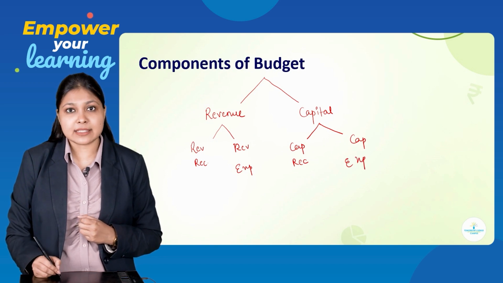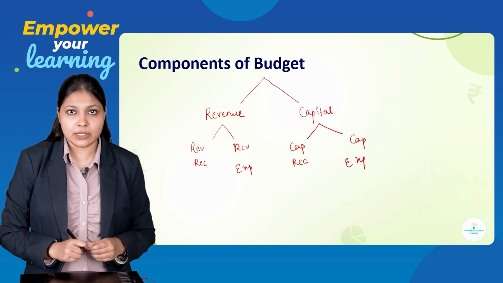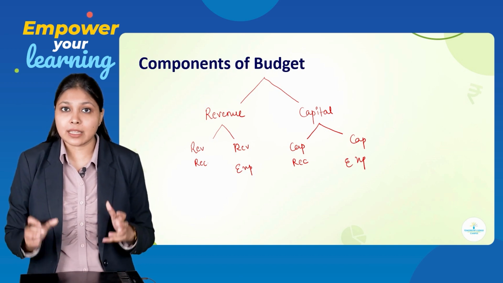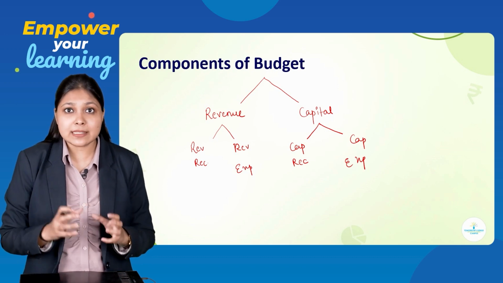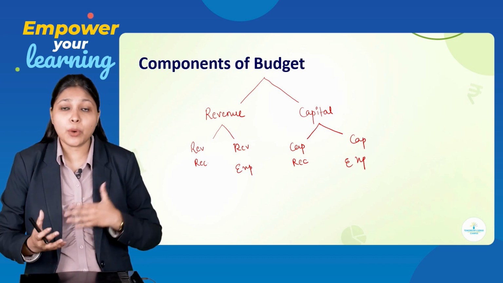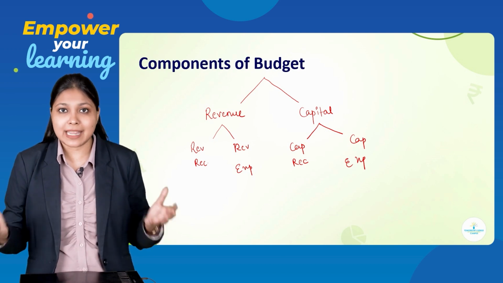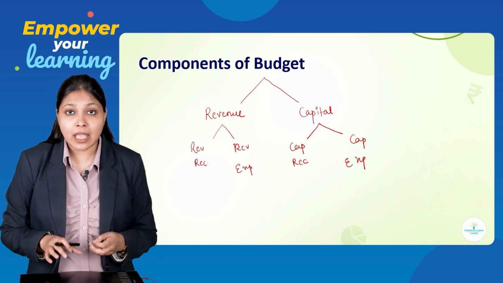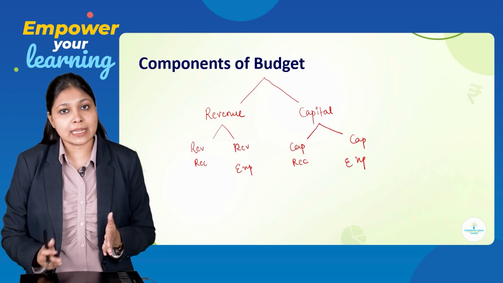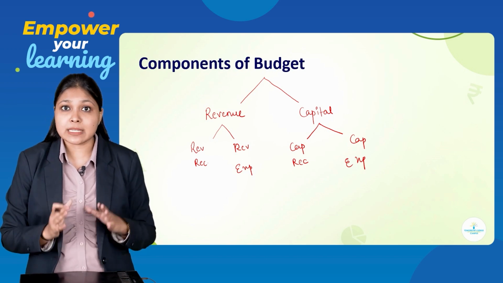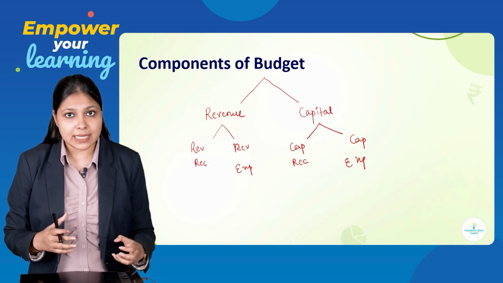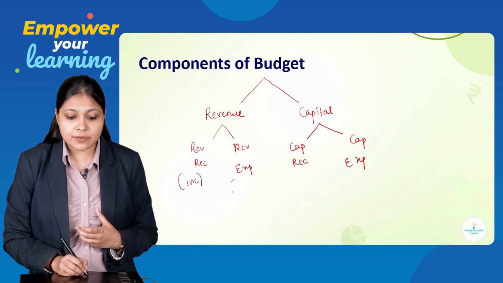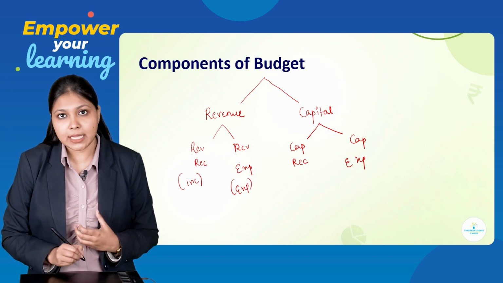Now in yesterday's lecture, in our last video, we have already studied that government budget is nothing but the expenses and incomes of the government, that is how the government is going to plan its finances. In the same way, the components also talk about something like that. Components can be a revenue budget, it can be a capital budget. Revenue budget is again of two types, that is revenue receipts, which is nothing but the income of the government, and revenue expenditure, which is nothing but the expenses of the government.